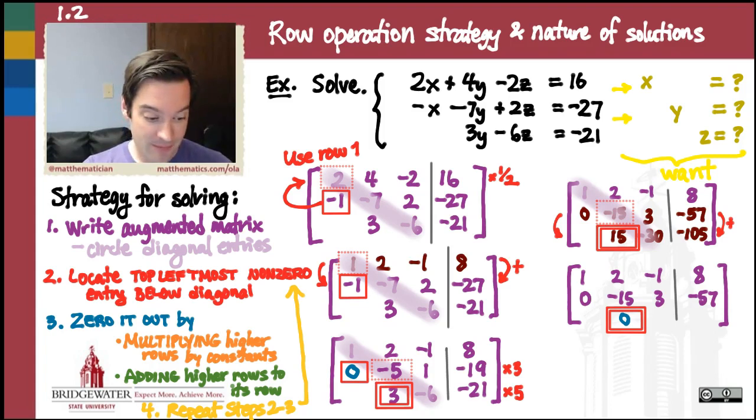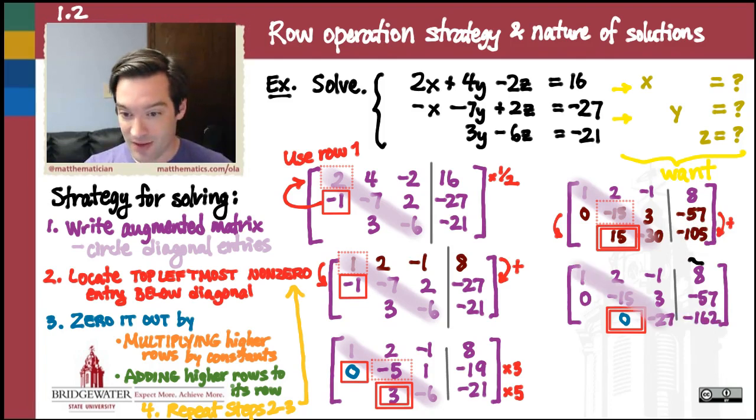When I do that, adding negative 15 to positive 15, I also need to add 3 to negative 30 and negative 57 to negative 105. So my last row becomes 0, which was always there, a new 0, which we just won, negative 27z equals negative 162. And now all of the entries underneath my diagonal are 0. That's great. That means we've made a ton of progress.